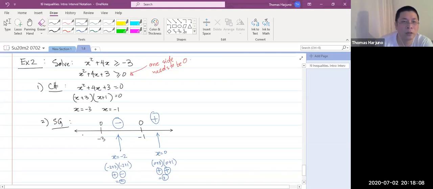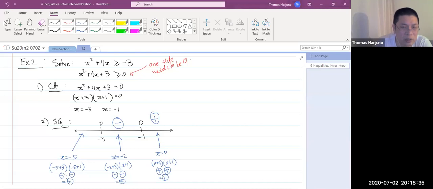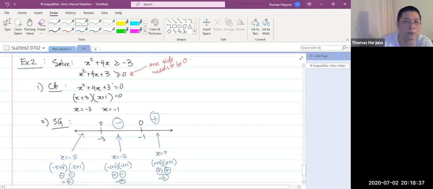And finally, do a testing point here. x equals negative what? -5. So -5 plus 3 times -5 plus 1. This is negative, -2 times -4. The product of two negatives is positive. Again, you don't need to get the exact value, positive 8. No, no, no. You just need the sign. Is it positive or negative?